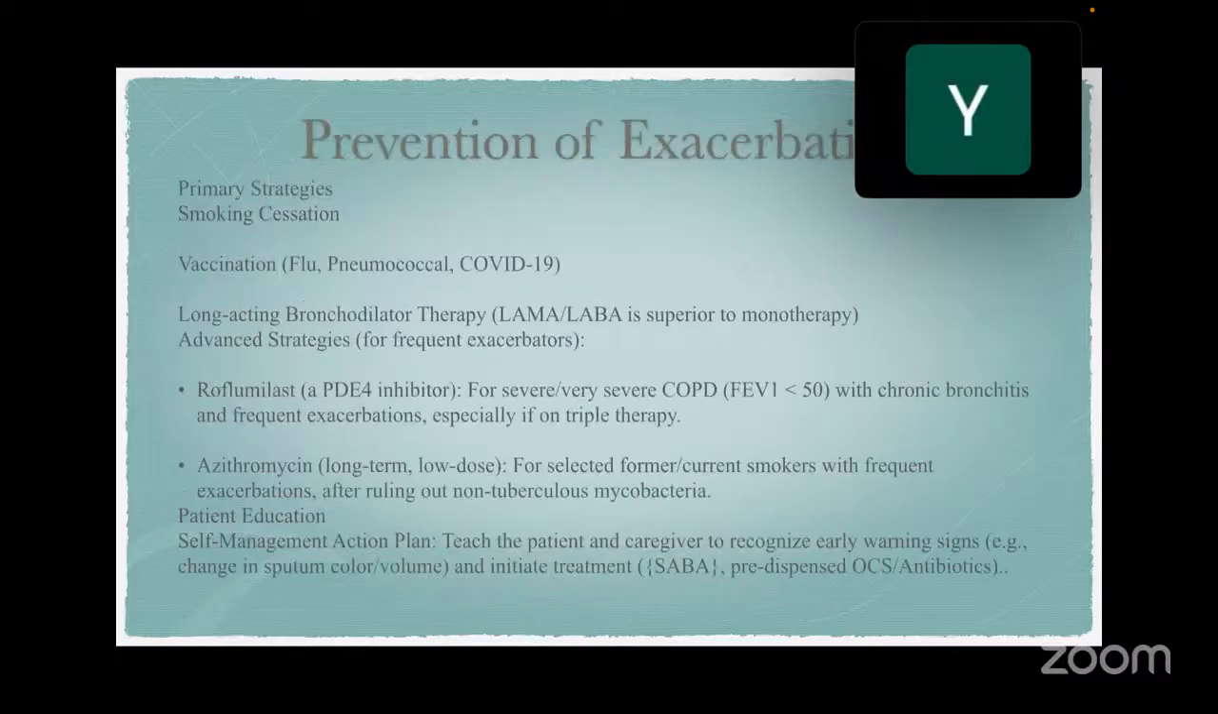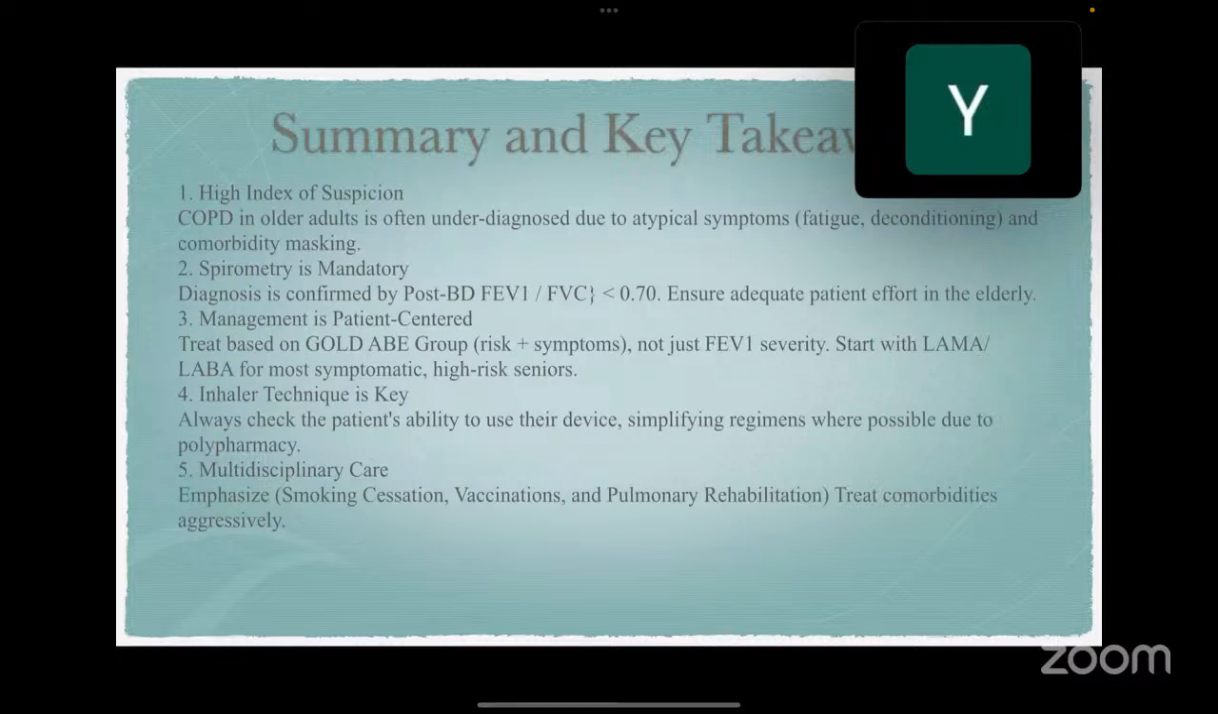In order to prevent the exacerbation, the primary prevention is actually the foundational pillars that we've already discussed: smoking cessation, vaccination, and using long-acting bronchodilators. However, we have advanced strategies for when we have frequent exacerbations. So when the patients are refractory, like when we have GOLD group E, okay, these are people who end up getting specialized therapies like roflumilast, and we have long-term azithromycin.